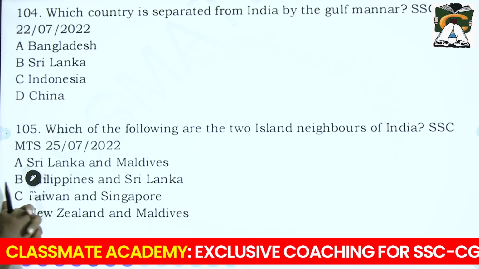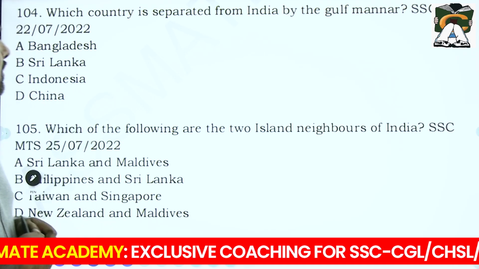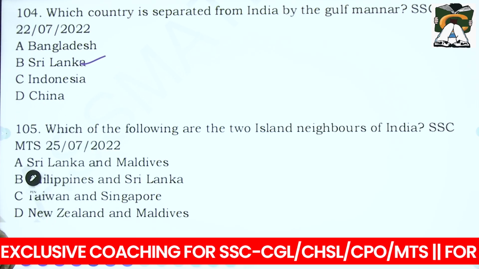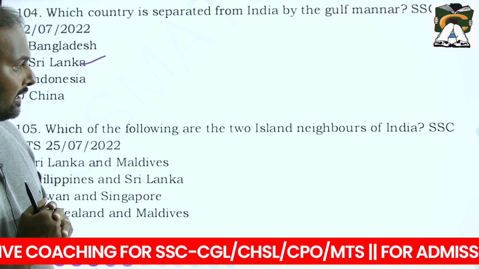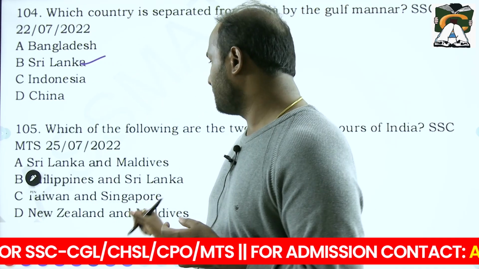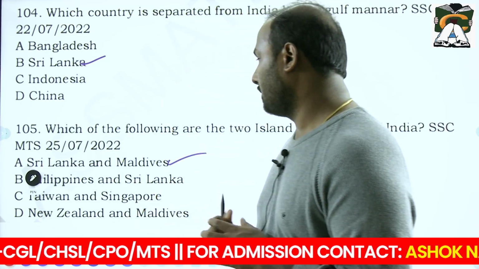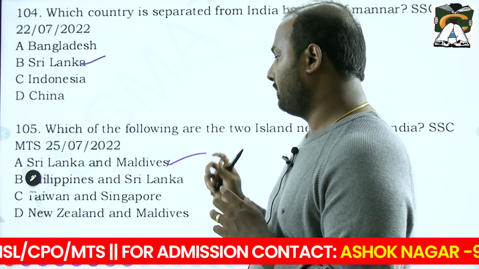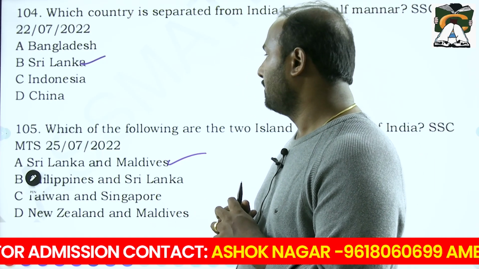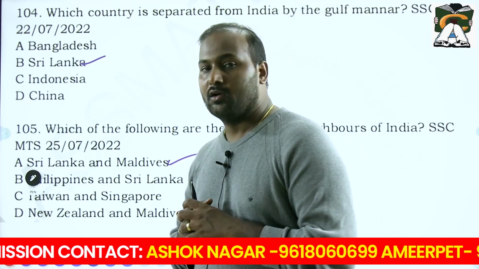Next, which country is separated from India by the Gulf of Mannar? Again, same thing, India with Sri Lanka. Which of the following are the 2 island neighbors of India? It is asking about island neighbors of India. Obviously, Maldives and Sri Lanka are the island neighbors. Even Taiwan, Singapore, New Zealand and Maldives is inappropriate. So your answer is option A.